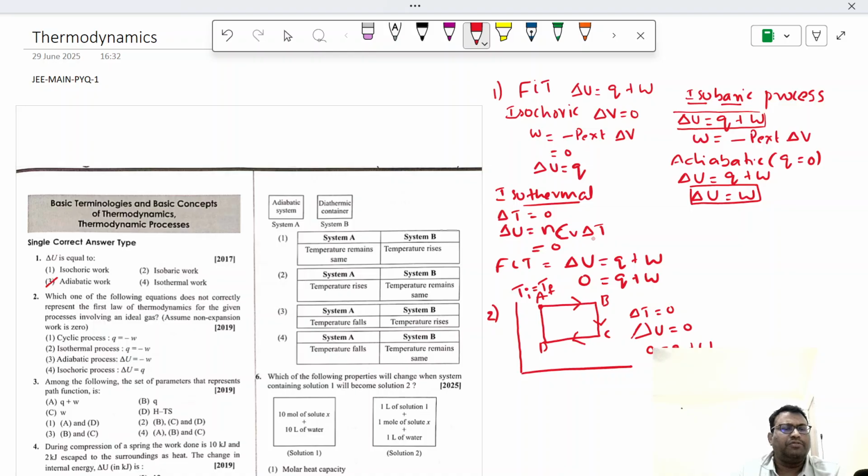Q will be equal to minus W. So the question asked is which does not correctly represent. That means the wrong one. So the first one is a correct statement, correct expression.